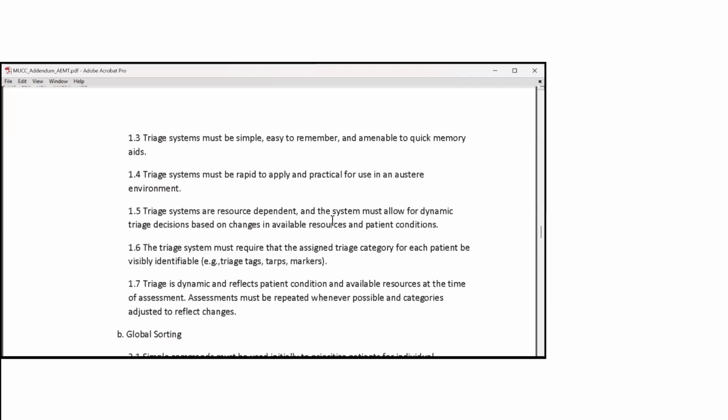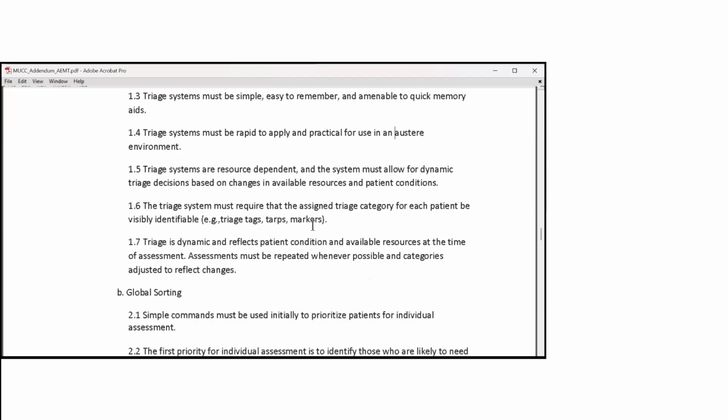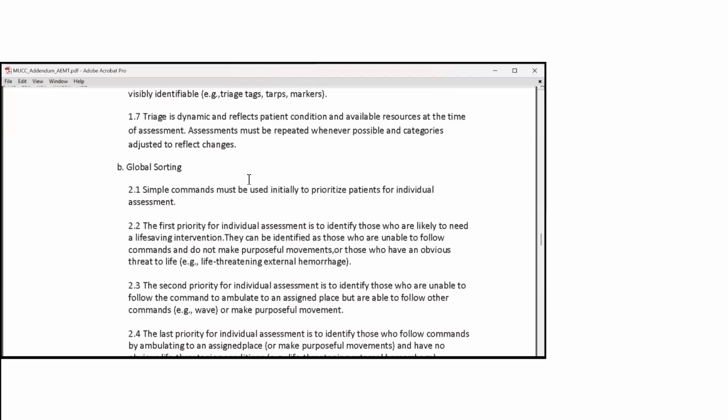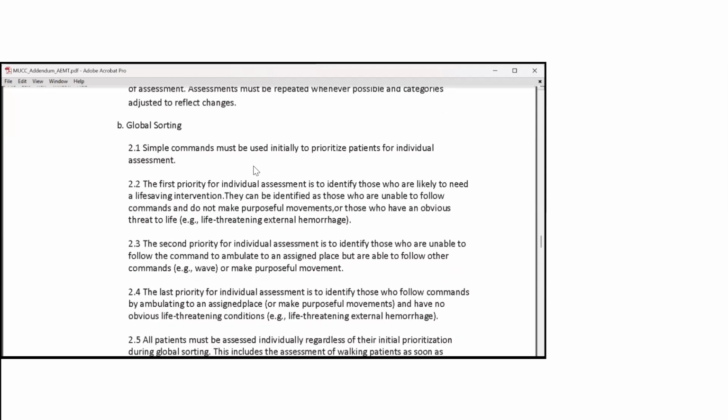And then, resource dependent: the system must allow for dynamic triage decisions based on changes in available resources, and must require that the assigned triage category for each patient be visibly identified. This is where the tags come in, or the caps or markers. It's dynamic and reflects patient condition and available resources at the time of assessment, okay? Remember, I said triage is dynamic. So those are the general principles.